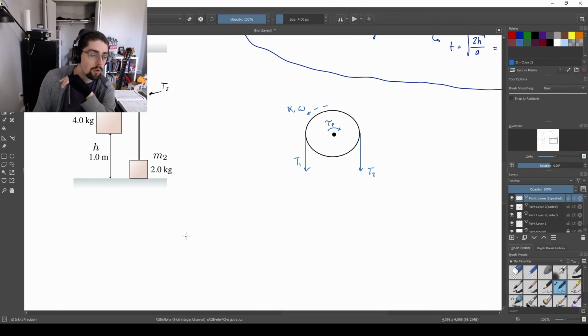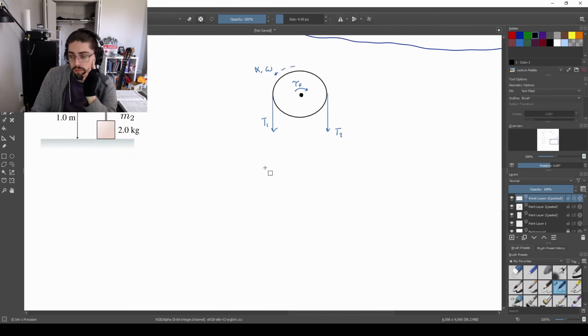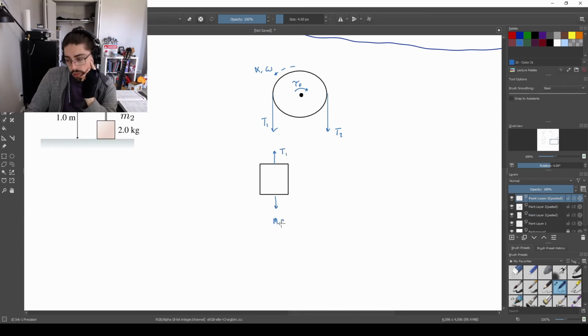Before I write down any equations, let me go ahead and draw out the rest of my pictures. I will have block 1. We'll go ahead and draw these things all together, right? One big happy family of kinematics. T1 pulls up. M1G pulls down. Acceleration goes like this. Go ahead and label that in just a second here.